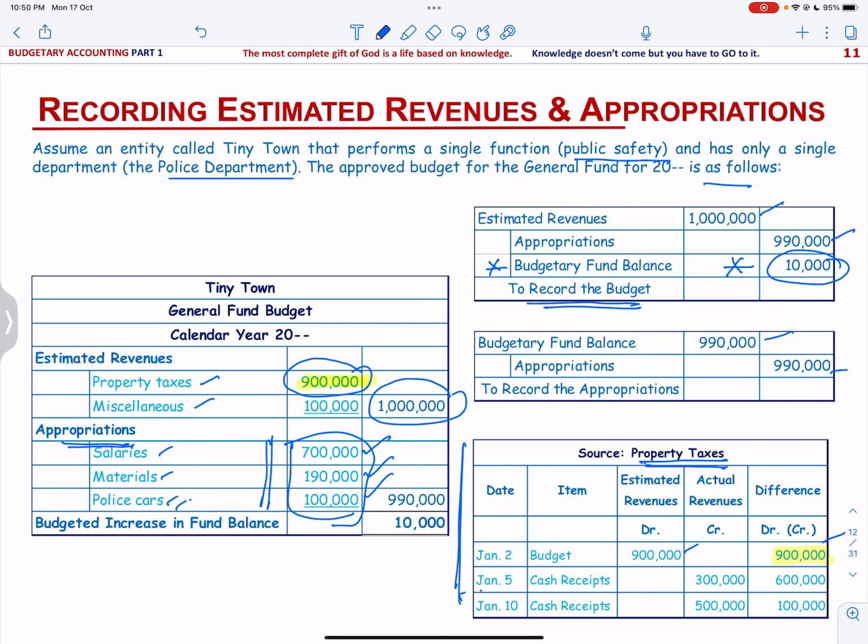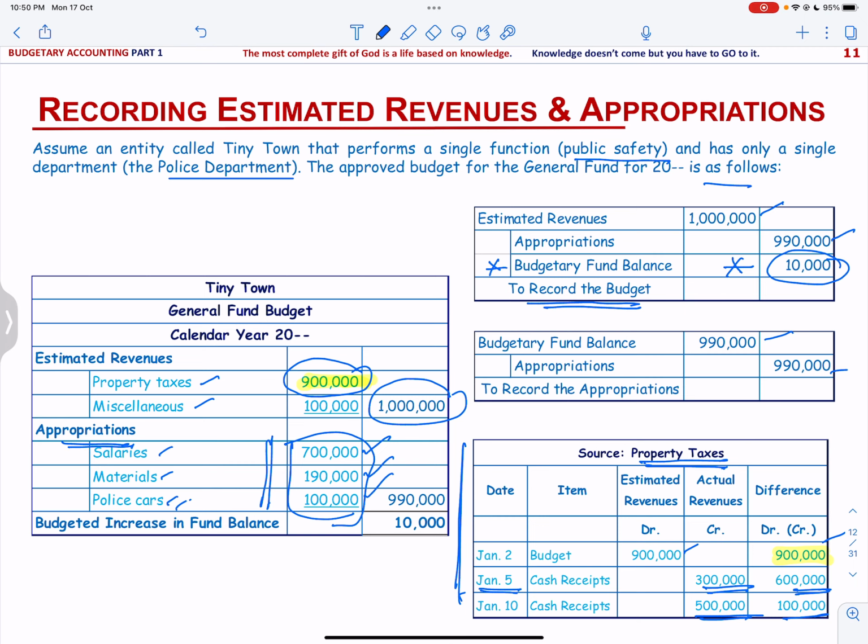On January 5, they have collected 300,000. So the estimated revenue to be collected reduces from 900,000 to 600,000. And on January 10, they have collected 500,000 more. So the estimated revenue to be collected further reduces to 100,000.